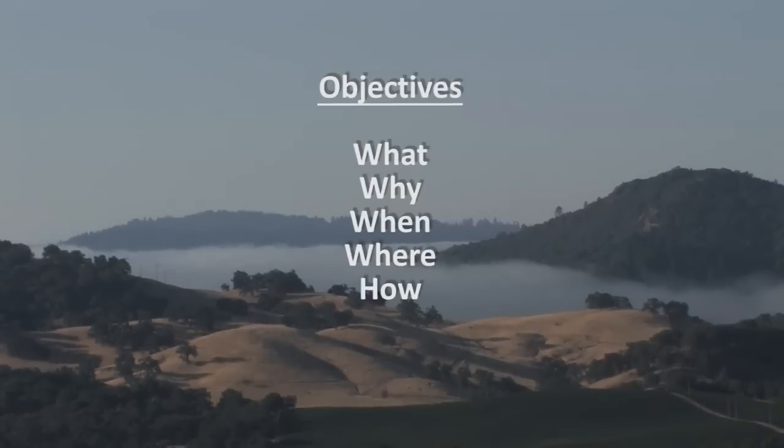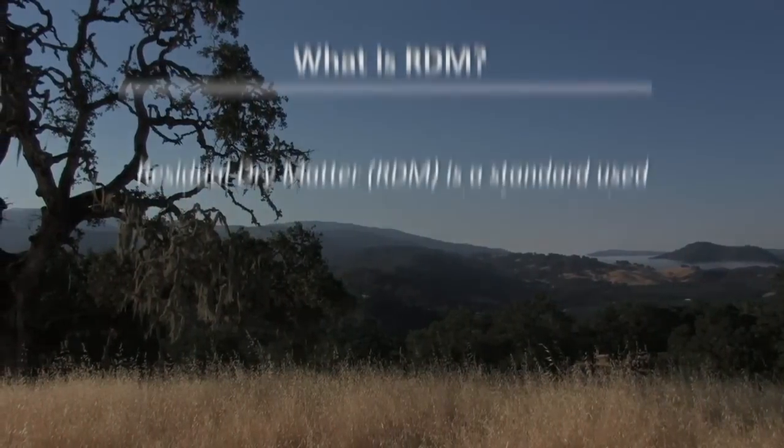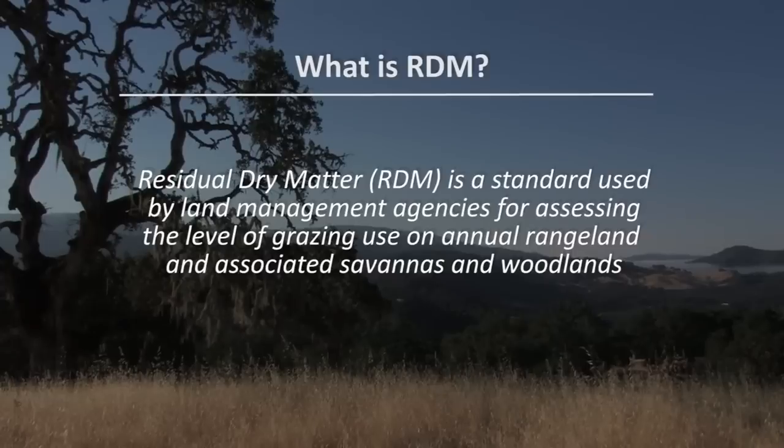The objective of this video is to show rangeland owners and managers the what, why, when, where, and how of using residual dry matter, or RDM, to monitor rangelands in California. Specific RDM guidelines or objectives for 3 types of California grasslands will also be explained.